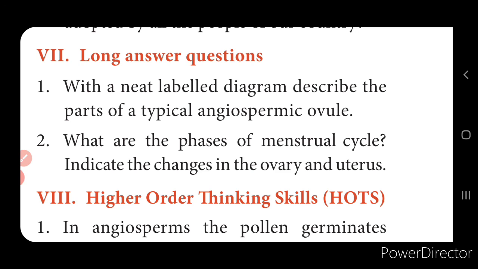Now you have a tabular column where the changes in the uterus and the ovary and the hormonal changes are given. So you can copy this tabular column, and for the first question you have to draw the diagram. Draw the diagram neatly, complete your classwork, and submit your classwork in the school office on Friday.